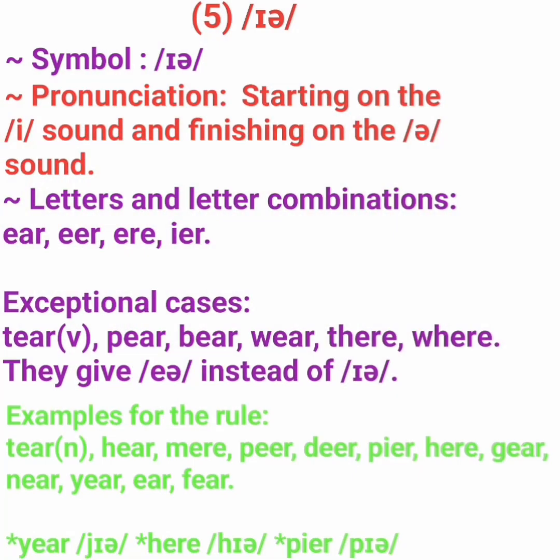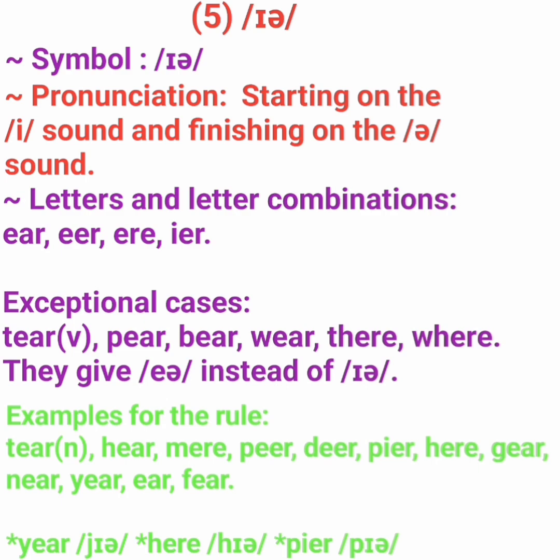Now to the fifth one. So how do we pronounce the fifth one? I told you that both the fourth and the fifth are similar. But this fifth one is a combination of the letter I and the schwa sound. And you have seen the symbol. So how do we pronounce it? We pronounce it by starting on the I sound and finishing on the schwa sound.